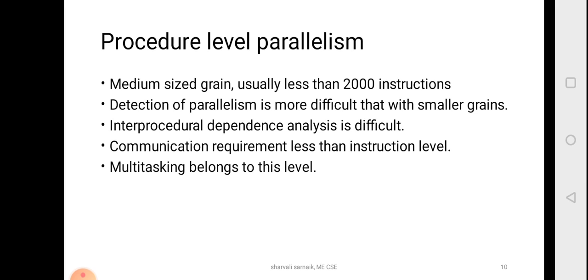So here interprocedural dependency analysis is difficult. Detection of parallelism is more difficult than what we have seen in the small grains. Communication requirement is less than at the instruction level, and multitasking belongs to this level of parallelism, that is, the procedural level. Multitasking is very easy.